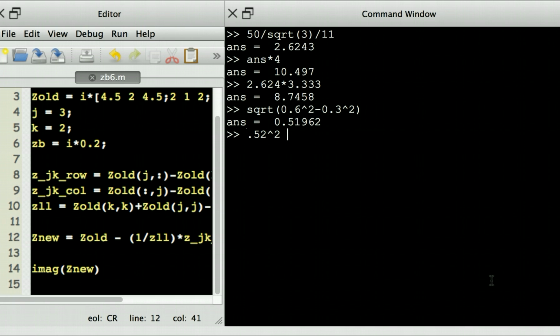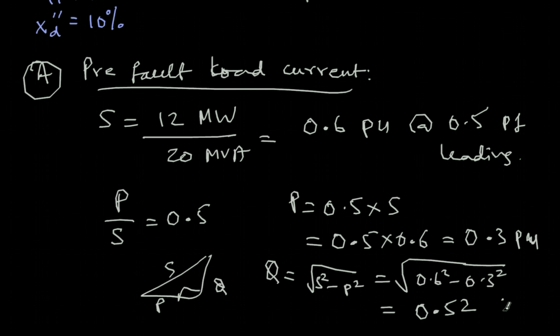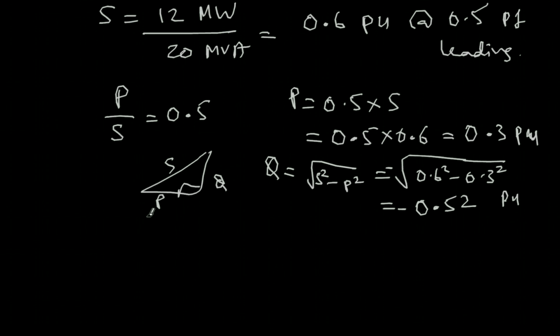Let me just verify: 0.52 squared plus 0.3 squared, square root. All right, so this seems to be correct, per unit. Now what is the sign? Because it's a load, if the value is positive, that means it is a load. But then because it is a leading power factor, I should give the minus. So it will be minus because it is leading. Therefore, my final S is 0.3 minus j0.52 per unit.